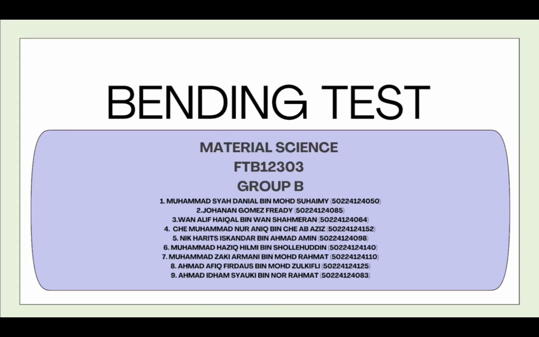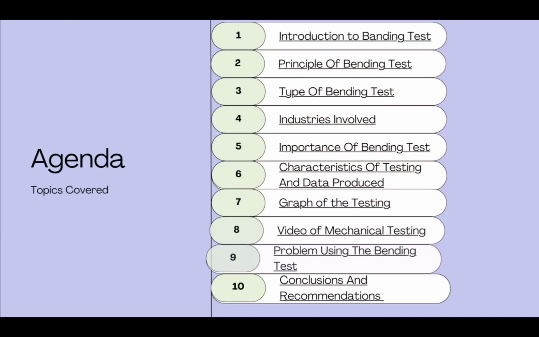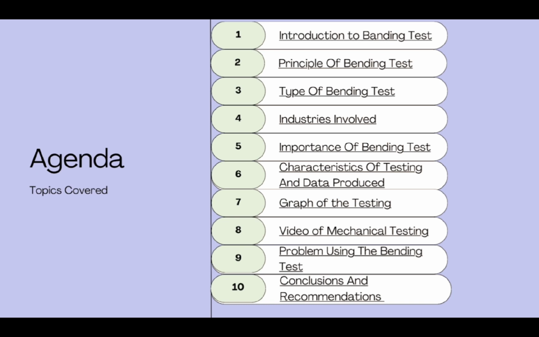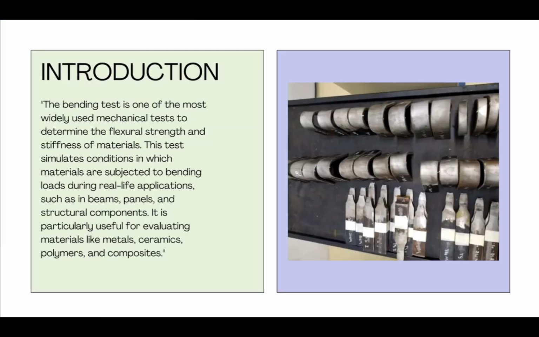Today, me and my group would like to present on our topic, which is the bending test. On our first slide, we have our agenda, which is firstly the introduction to bending test, second, principle of bending test, third, types of bending test, fourth, industries involved, fifth, importance of bending test, sixth, characteristics of testing and data produced, seventh, graph of the testing, eighth, video of mechanical testing, ninth, problems using the bending test, and last but not least, conclusions and recommendations. Moving on to our next slide, which is our introduction.